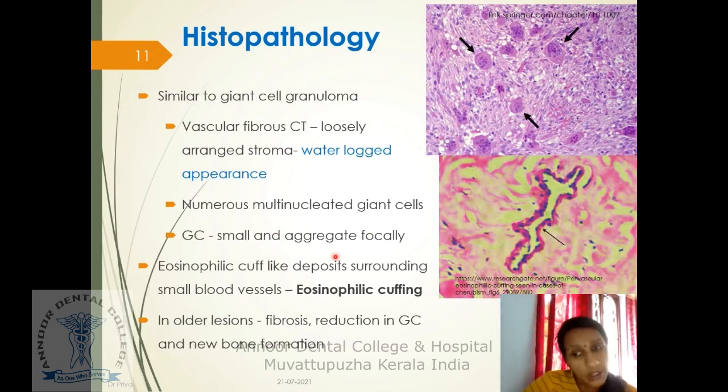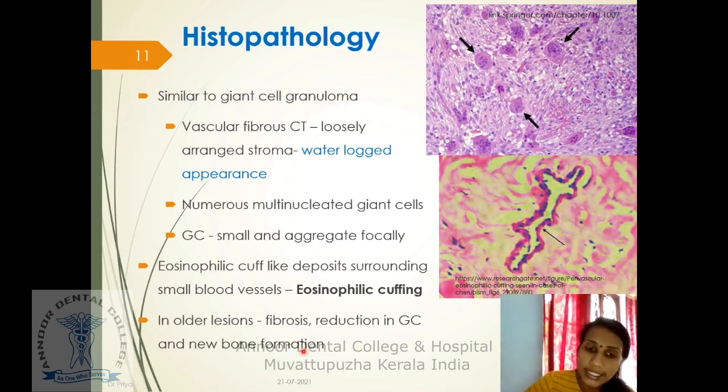Another feature which is seen is eosinophilic cuffing. That is eosinophilic or pink colored deposit surrounding the blood vessel. This is what you see in this picture. You have an eosinophilic or pink color deposit which is going to be surrounding the blood vessel, and this is called eosinophilic cuffing because it will be like a cuff around the blood vessels.